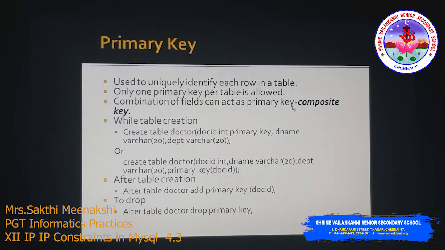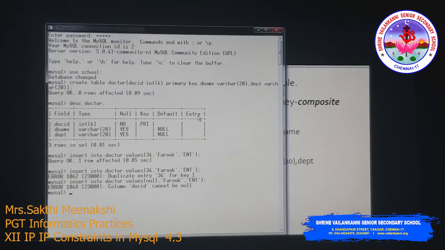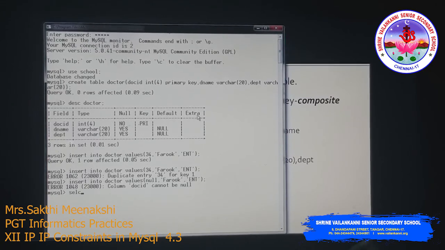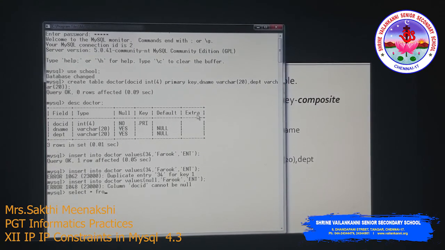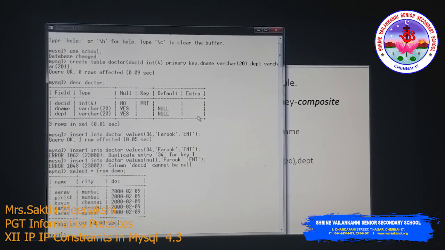So we'll go to the composite key. In a table I don't have any unique fields. Let's see this one. I have a table called demo table, which has name, city, and date of joining. If you consider this, there are no unique values. Saran is repeated here. In city also, Mumbai and Chennai cities are repeated here.